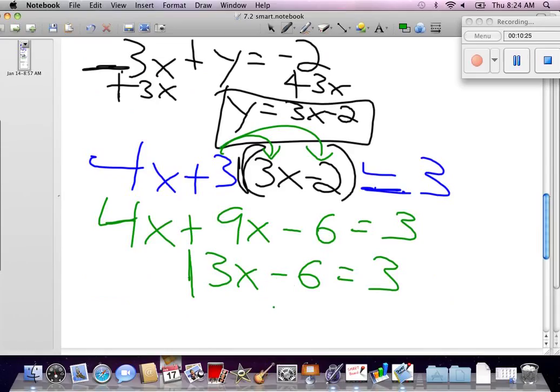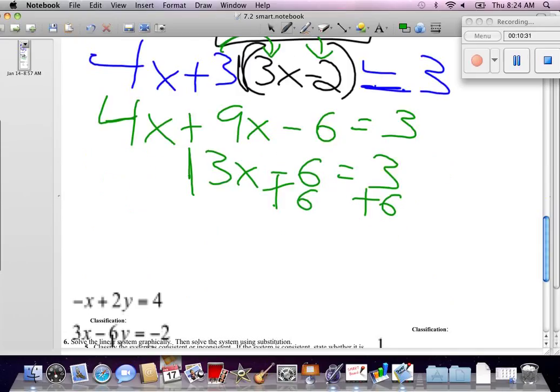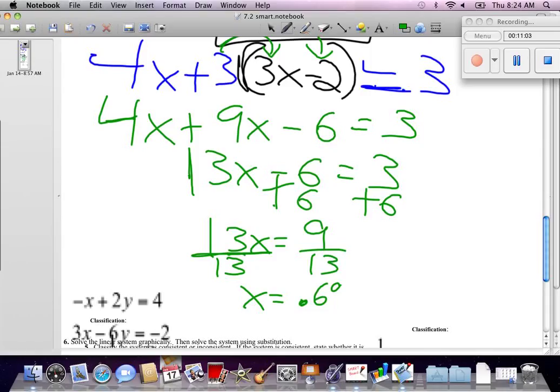Now what do I do? Good. Add 6 to both sides. X equals 9. And we divide both sides by 13, and I'm going to make this a decimal to make life easier. And 9 divided by 13 gives us, we'll round it to 0.69. So that is my x value.